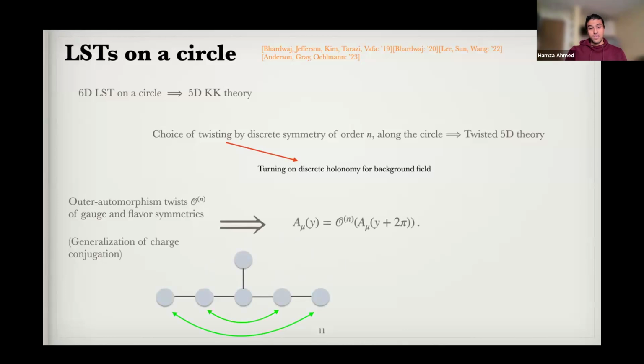And in terms of the gauge fields, the statement is just that once you go along the circle, the gauge field is allowed to come back to itself up to an action of this discrete symmetry. The gauge algebras that have non-trivial charge conjugation symmetries are given here. And in particular, note that the SO(8) is special because it has a Z3 because of the triality.